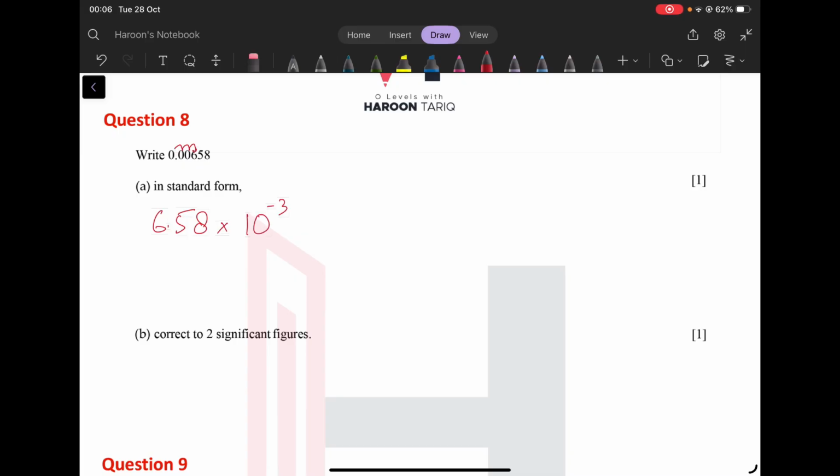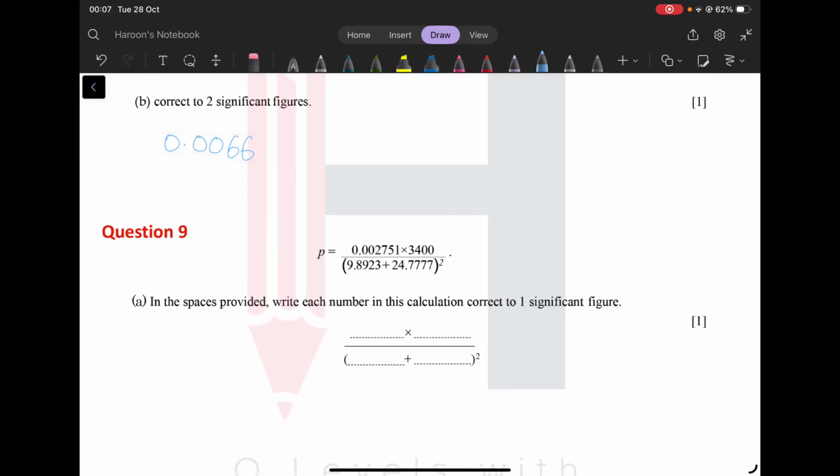Correct to two significant figures. My first significant figure is this 6, second significant figure is this 5. So I need to look at the third significant figure, which is this last digit 8. This is 5 or greater than 5, so I need to add 1 to the previous digit. This becomes 0.0066. 5 becomes 6. This would be the final answer. This is only two significant figures.